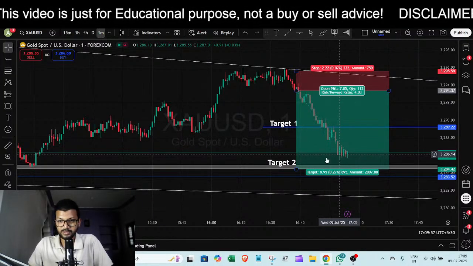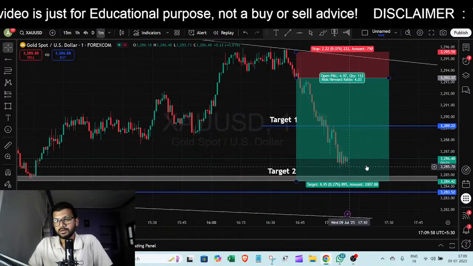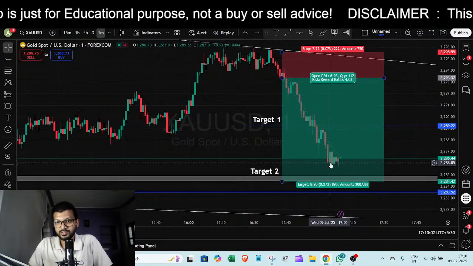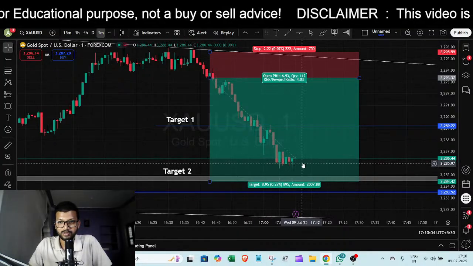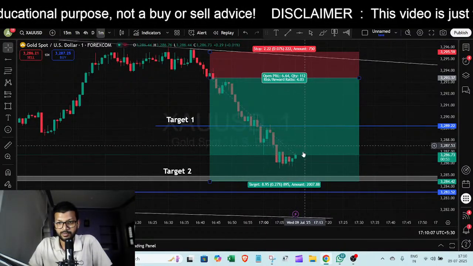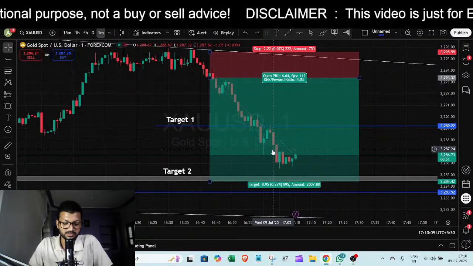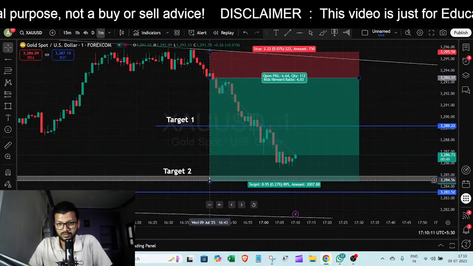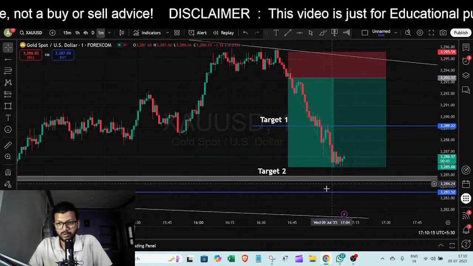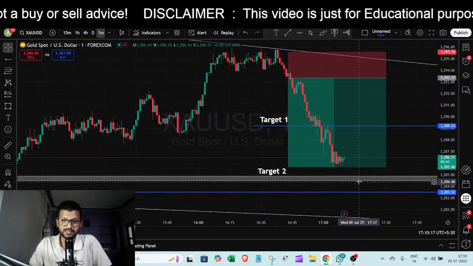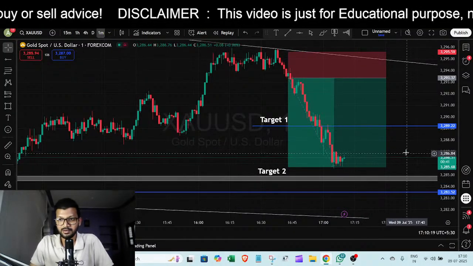So as you can see, our TP is almost hit. You can exit here because in the 1 minute chart, as you can see, there is a consolidation, so you might see a reversal from here. If you are holding this, you can exit here because this is our order block zone. From anywhere we can see the reversal and fast buying in the market.